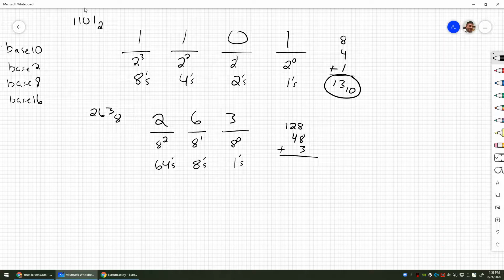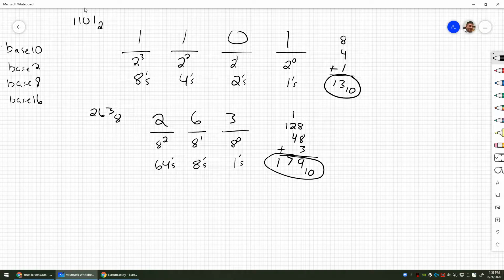What I just did was I just converted all of these to ones. I have 128 ones here. I have 48 ones total here. 3 ones total here. Then I'm going to add them up. 8 and 8, 16. 16 plus 3, 19. 4 plus 2 plus 1, 7. And a 1. Base 10. I just converted 263 base 8 to base 10, 179.